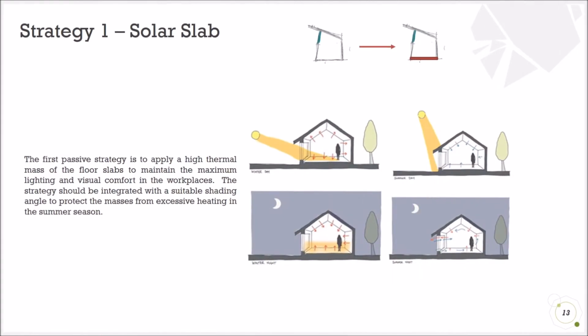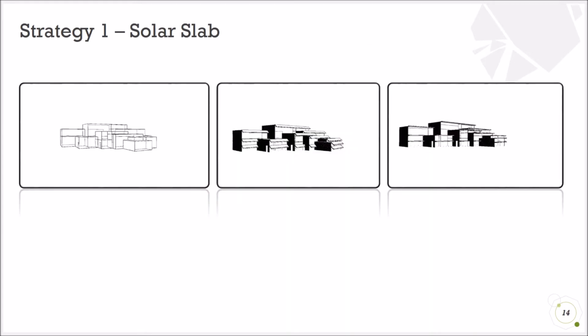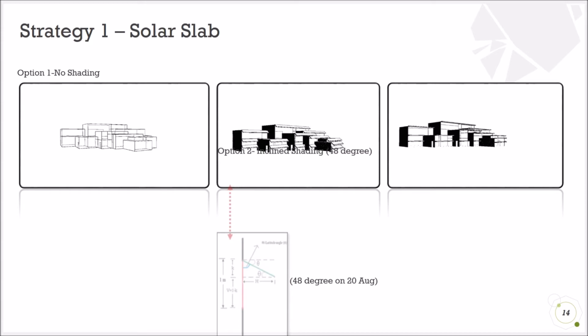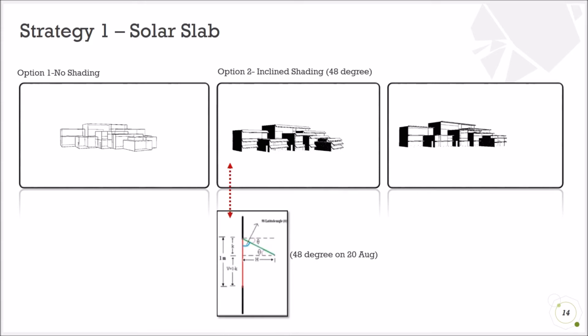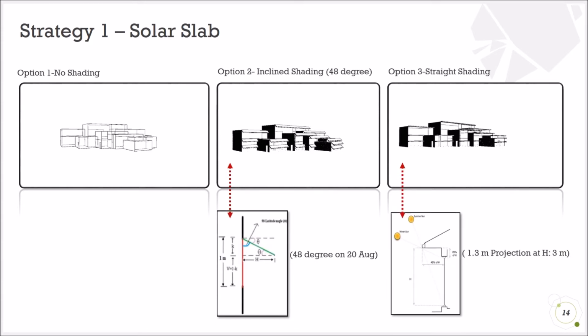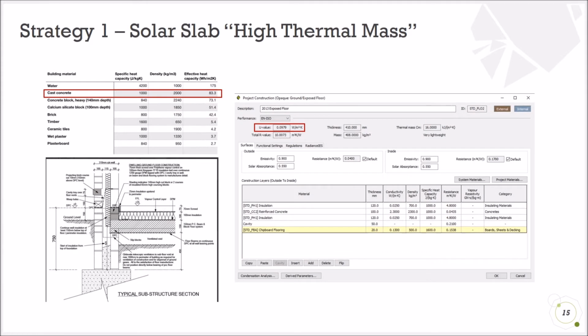The first passive strategy that will be tested is solar slab with integrated shading to prevent overheating in the summer season. 3 scenarios are tested on IES. The first, no shading. The second, inclined shading based on azimuth and altitude of the sun on the 20th of August, and a straight shading based on an equation of having 1.3 projection at 3 meter height. Floor slab for all scenarios is adjusted to have high thermal properties with improved U value of 0.0979.